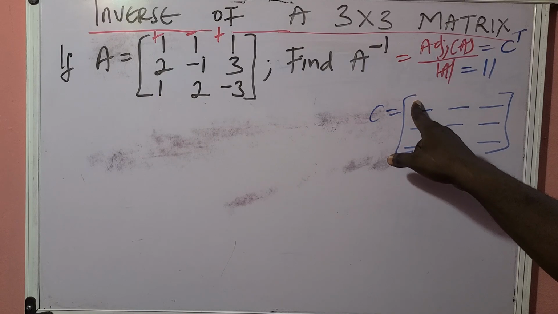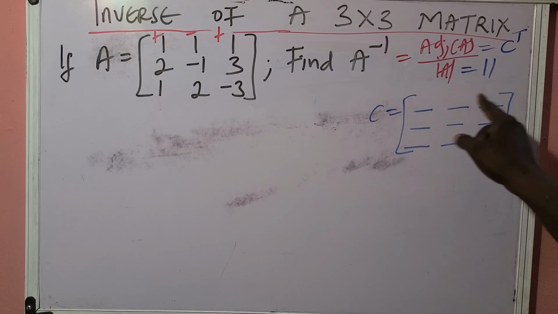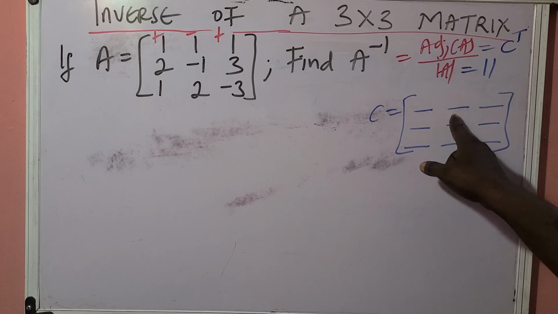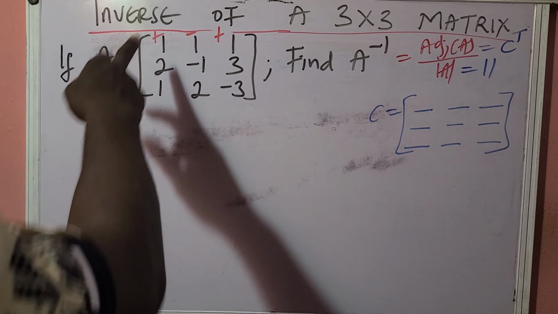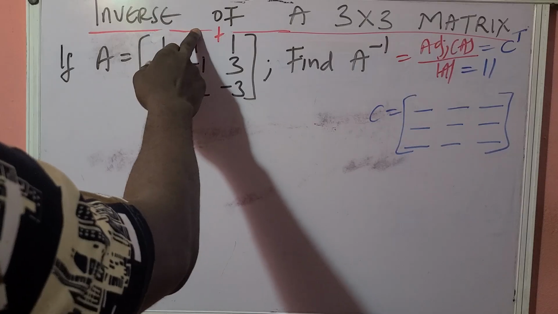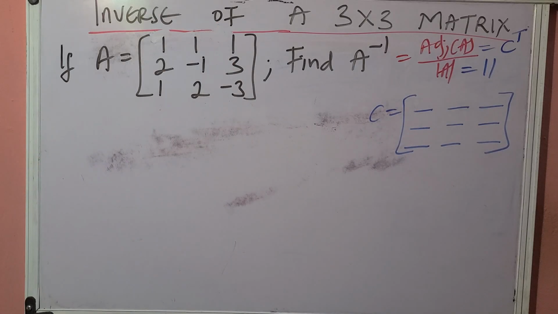So when I say C11, I'm referring to row 1, column 1. When I say C22, that means row 2, column 2. So I want to go on to find the elements of this cofactor matrix. The first thing I told you to do is to put a sign on every element in the main matrix.